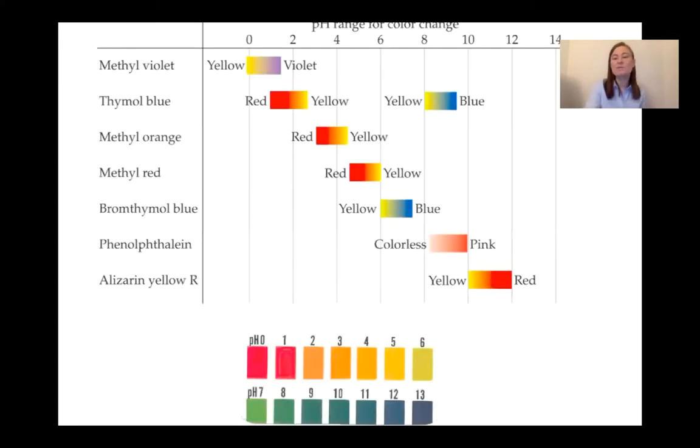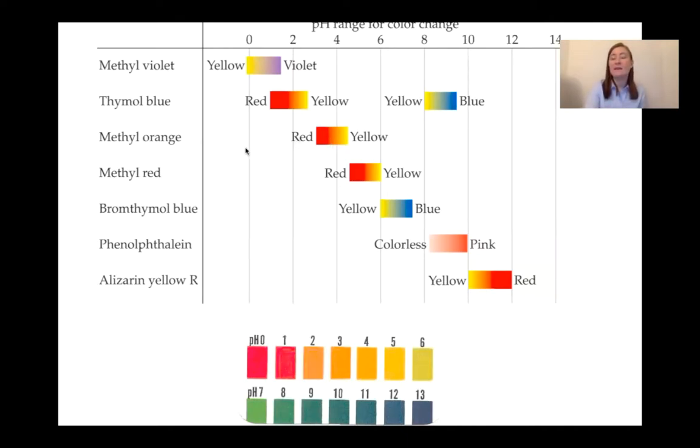And so now we can use that to explain what's going on with indicators. It turns out that every indicator is actually just a weak acid that has a conjugate base and a weak acid that are different colors. And so an indicator is just a molecule that has 2 different colors based on whether it's protonated or deprotonated. And each indicator changes color when the pKa equals the pH, right?